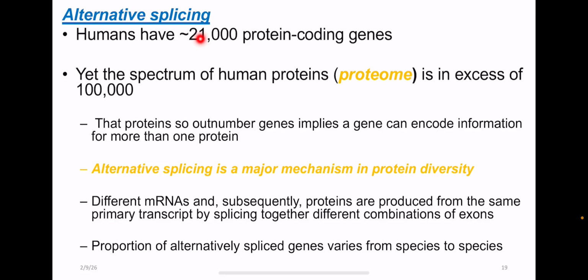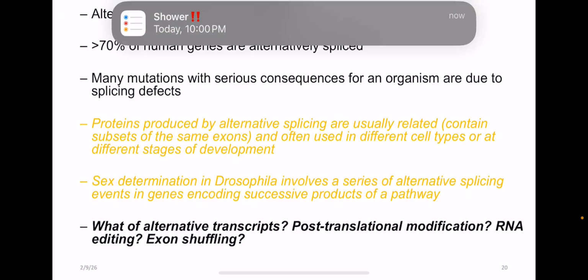Humans have about 21,000 protein coding genes. Take note of the number 21,000, but yet we have over 100,000 proteins in our proteome. We say specific genes code for specific proteins. So why don't we have just 21,000 proteins, but instead 100,000? That means something is happening in the background, and a particular gene is coding for more than one protein. But the same gene without any modification cannot code for more than one protein because it's the same sequence, right? So what happens? That's when alternative splicing comes in.